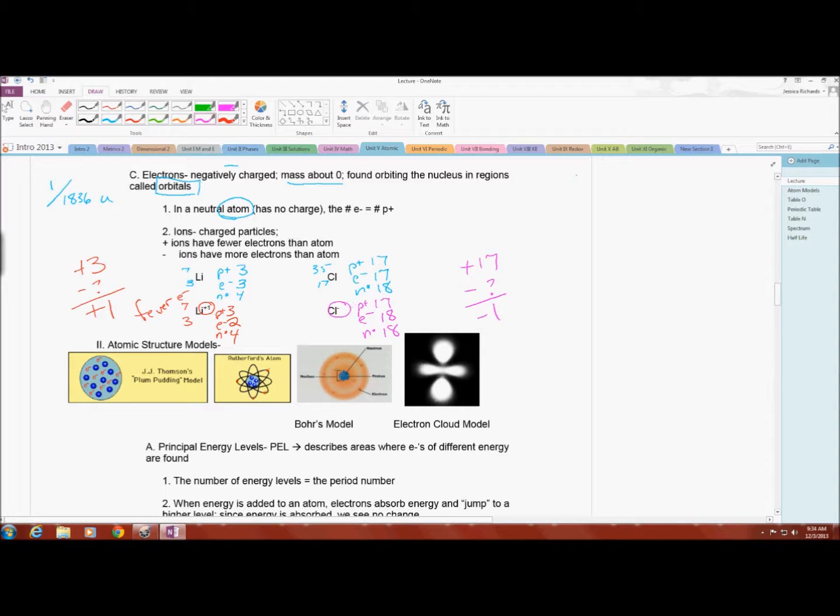And again, we can think of it like we did over here. Positive ions have fewer electrons. Negative ions have more electrons. So if it has a -1, it has 1 more electron than it does protons.